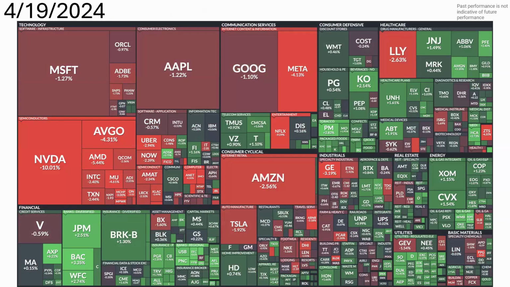This is just that one day, by the way, when we were showing you earlier the style box for Morningstar. This is just the 1 day that was happening. NVIDIA lost 10% on April 19th. Just the 1 day. Ouch.